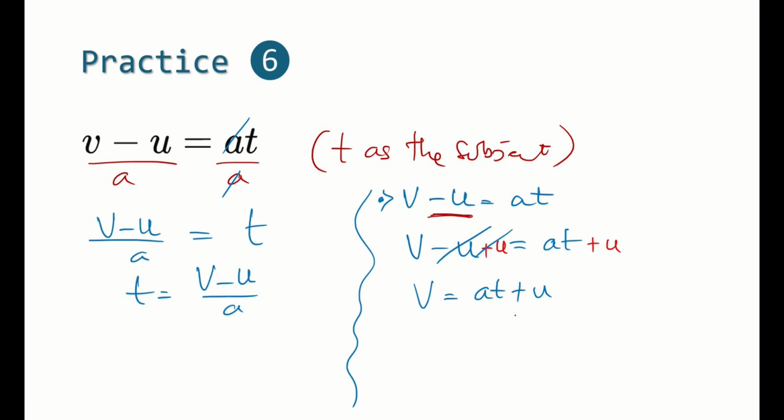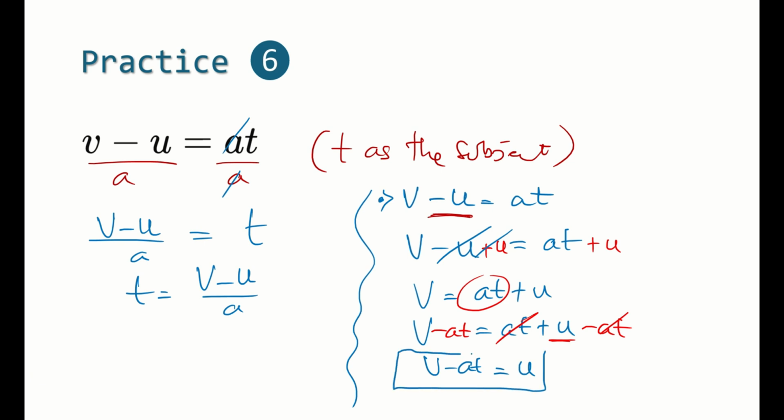So how to let U alone? So we subtract AT from both sides, since this one is addition, right? So both of them must be subtracted by AT. So go ahead. V equals AT plus U. So we cancel both of them by AT minus AT also. So this one will be cancelled out. We'll let this U alone. Is that clear? V minus AT equals U. So this is our final answer. So U is the subject.